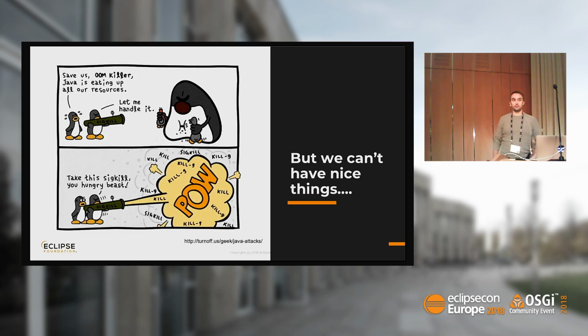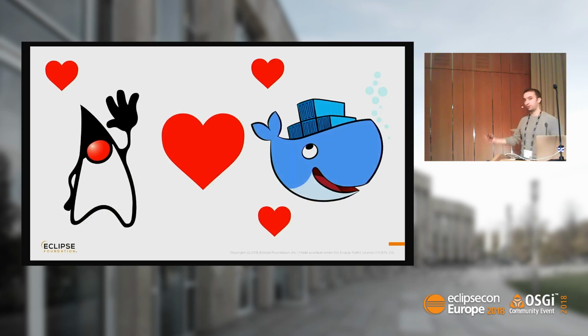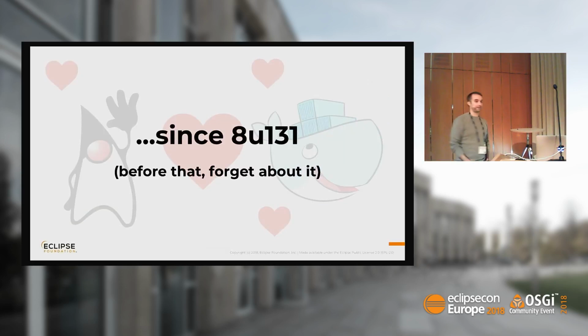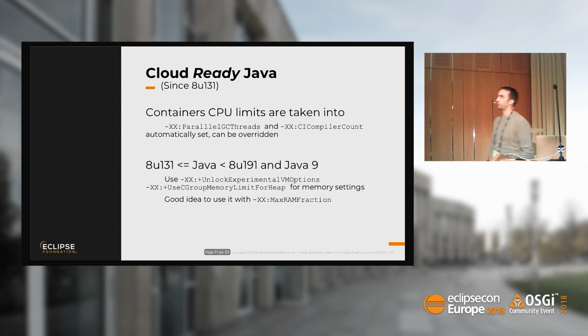If you already run Java applications inside containers, you may already have met this little nice guy, the out of memory killer, which basically kills your containers from time to time. That's because Java used to be not very nice with Docker, but now Java and Docker are in kind of a love story. They like each other much more. But only since one very specific version, which is Java 8 update 131. Before that, don't even try to run Java applications. If you cannot use at least this version, it won't work. You will face this little killer very often.